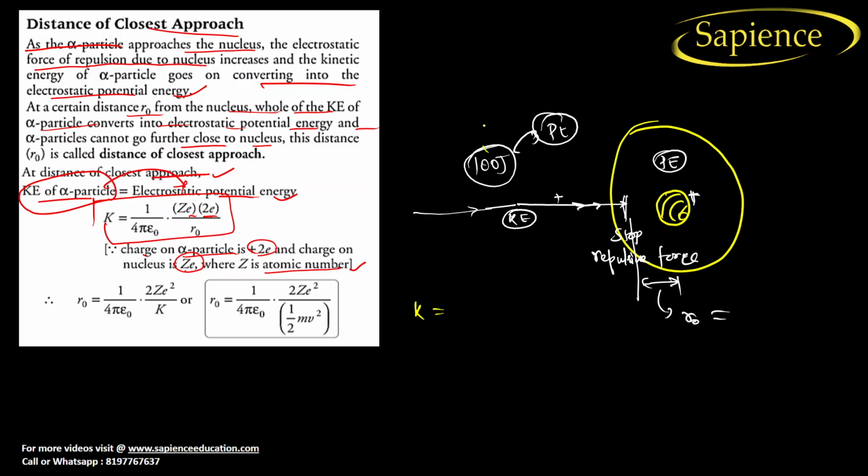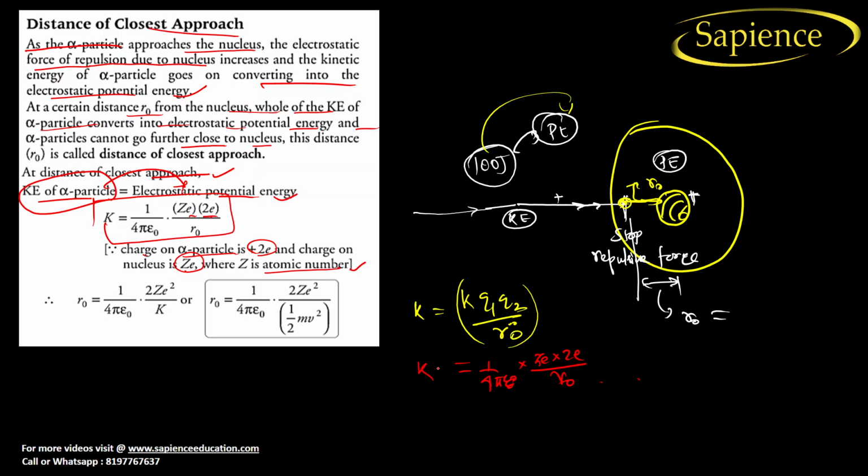So from here, try to understand that kinetic energy is equal to potential energy, because this kinetic energy got converted into potential energy. And how will you find the potential energy? That is equal to k q1 q2 by r. Sorry, k q1 q2 by r. This is the formula for the potential energy, where r is the distance of closest approach, because at this point you will get the potential energy, so the distance between them becomes r naught. So from here, for r naught, you just need to put in the values: 1 by 4 pi epsilon naught into Ze into 2e, the charge of the helium alpha particle, divided by r naught, and this is equal to the kinetic energy.